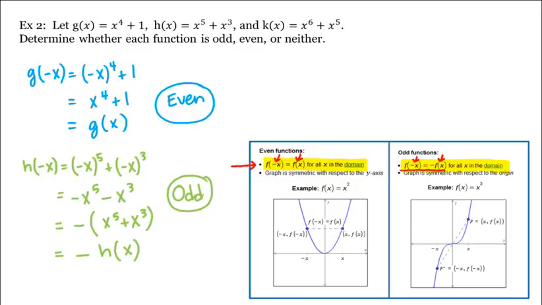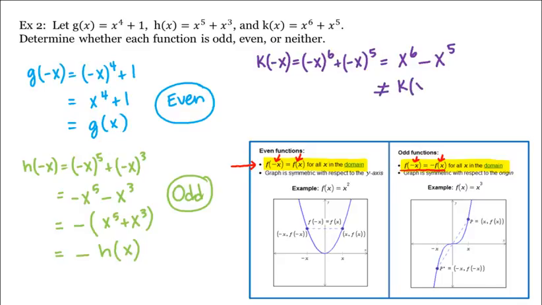And finally, what about k of x? What is k of negative x? This is equal to negative x to the sixth plus negative x to the fifth, which is equal to x to the sixth minus x to the fifth, which is not equal to k of x. So k is not an even function, but it's also not equal to negative k of x, which means k is not odd either. And therefore, k is neither odd nor even.